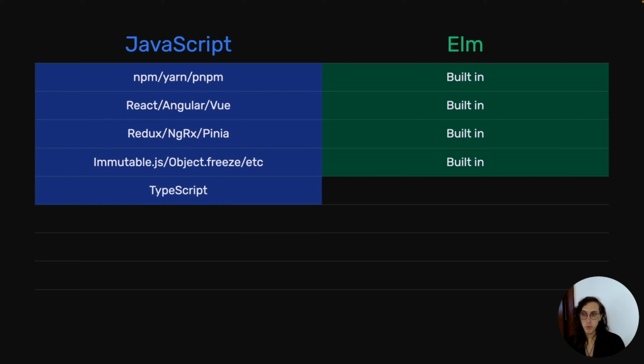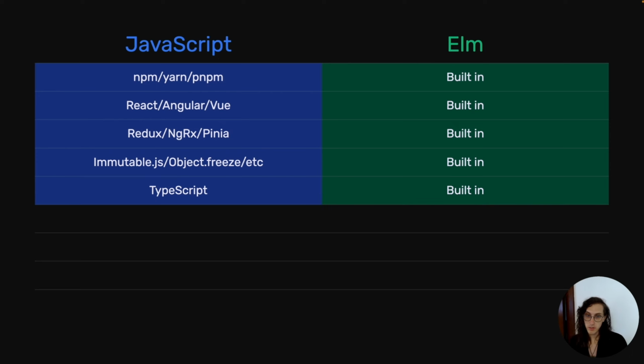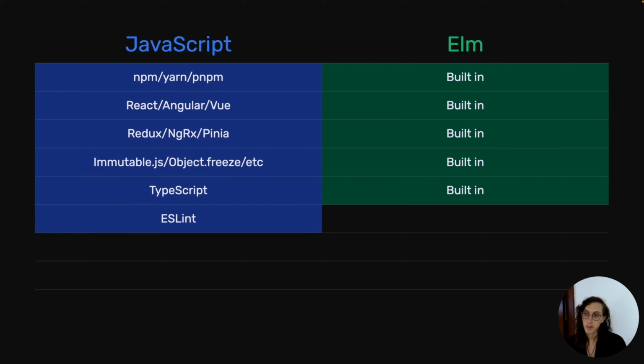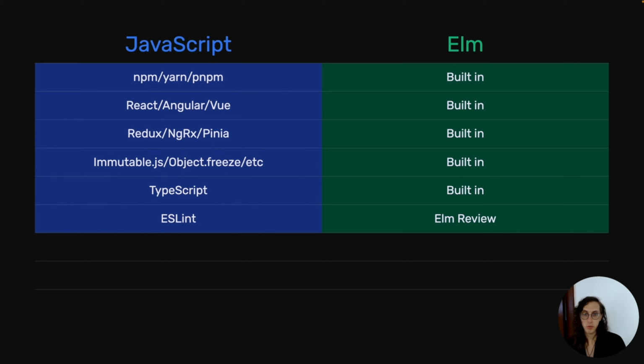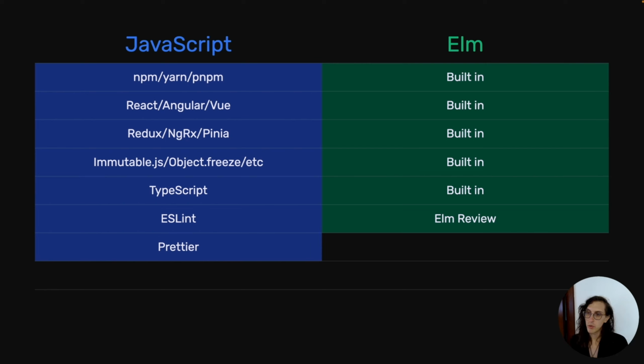In JavaScript, if you want types, you need another third-party tool, TypeScript. But in Elm, as we discussed, static, strong type systems are built into the language. In JavaScript, looking at some tools outside of the programming itself, if you want to lint your application, you have ESLint. And in Elm, there is Elm Review, a similar tool that allows you to configure in Elm how your code should be linted.